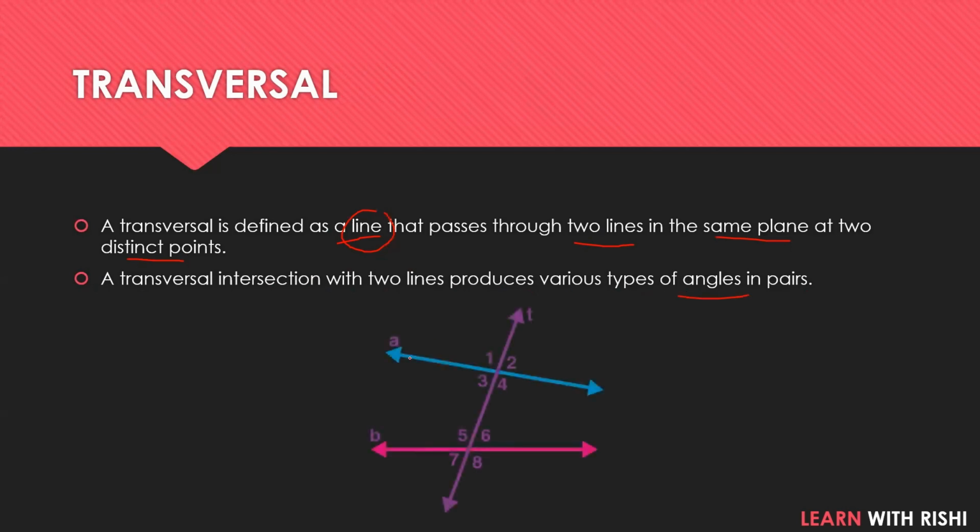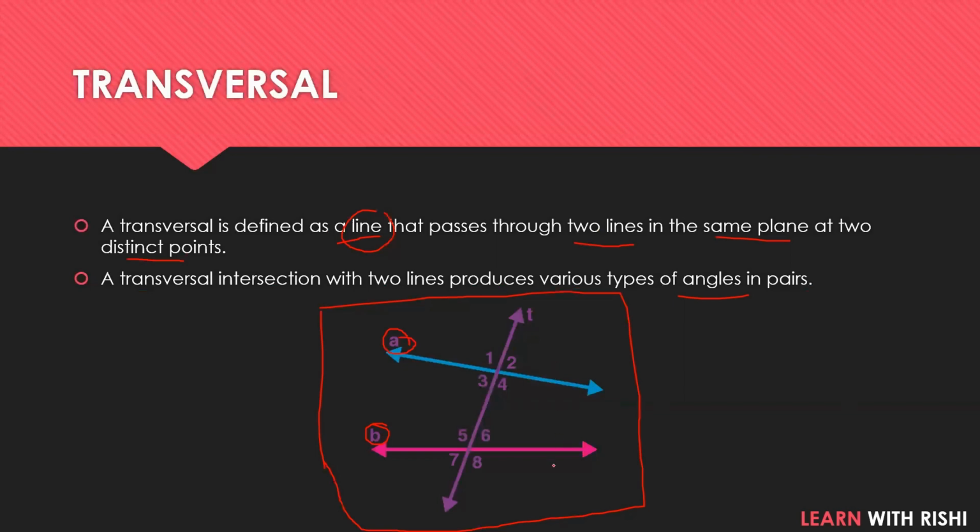Let us see here. This is my line A and this is my line B. These are my 2 lines lying on the same plane. Let us consider this is our plane. Line A and line B are 2 lines which lie on the same plane, no matter whether they are parallel lines or intersecting lines, but they should lie on the same plane.